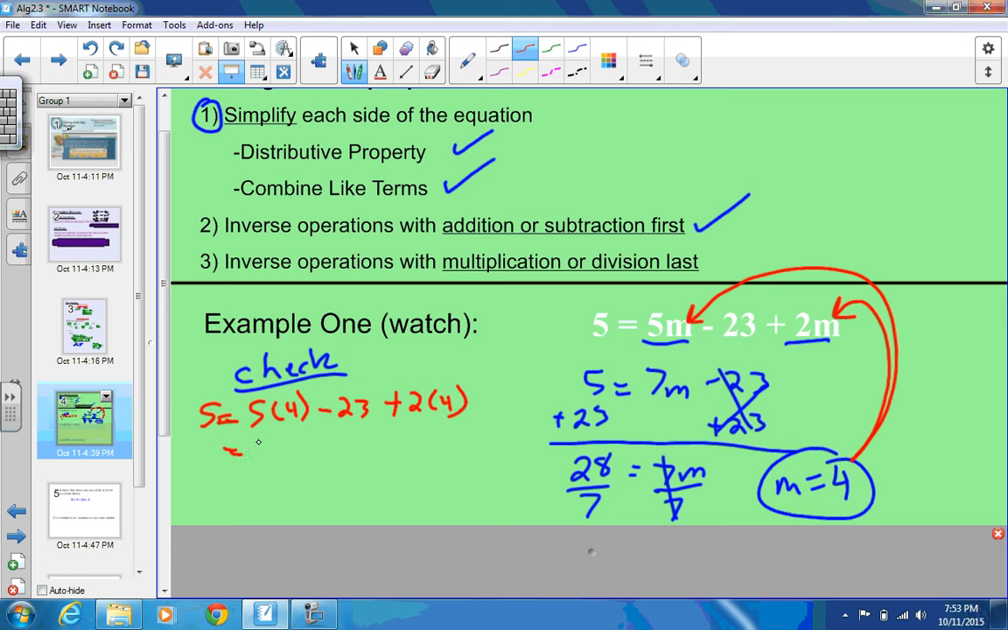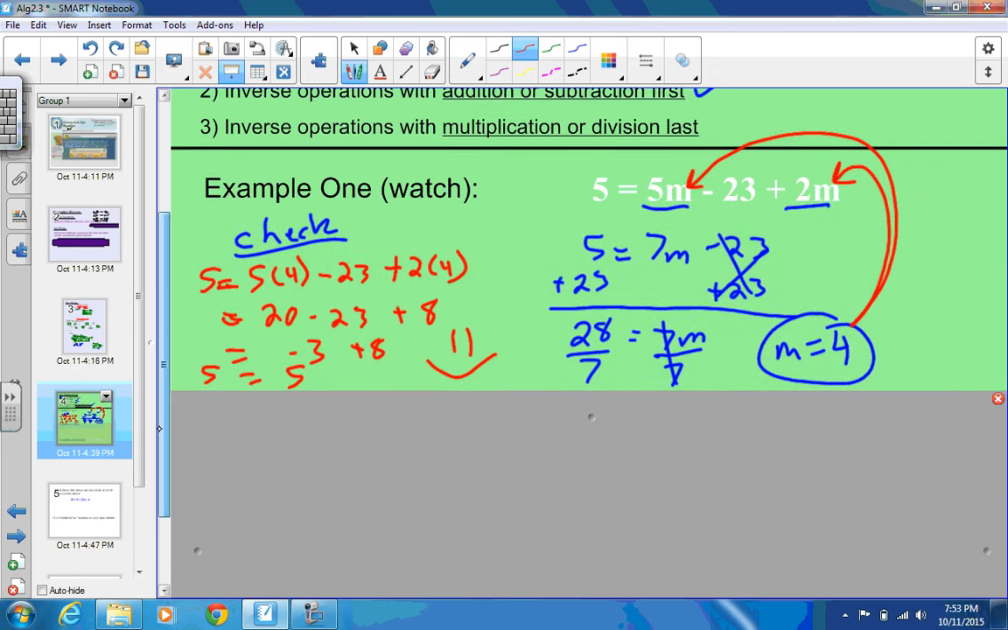So that's equal to 20 minus 23. The multiplication over here would be 8. Then I just go left to right. 20 minus 23 is negative 3, plus 8 is equal to 5. So 5 equals 5. Smiley face, because we did it right. So m is truly equal to 4 on that one.